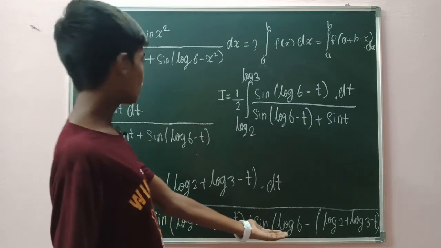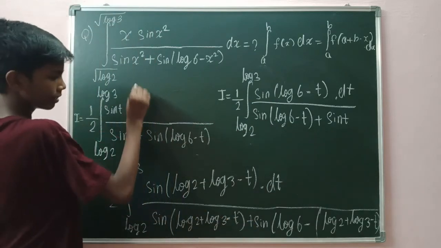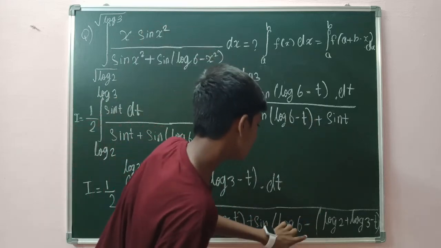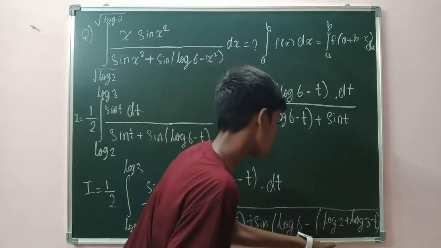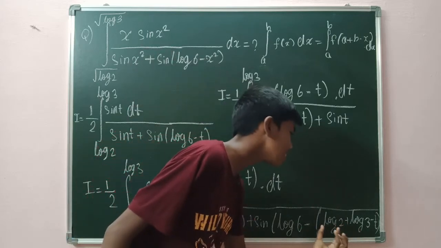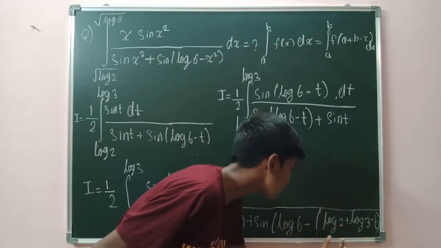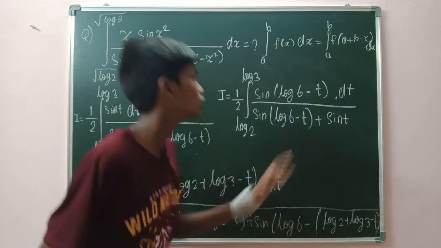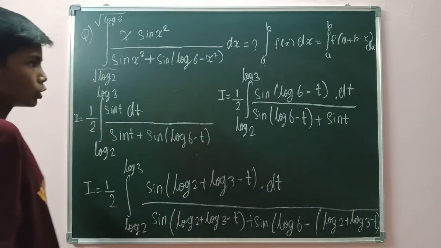I hope you understand what I am doing here, people. I am having sine of this now. So I will write here, no problem. Sine of log of 6 minus log of 2 plus log of 3 minus t. This log of 2 plus log of 3 is log 6. Hence log 6 minus log 6 is 0. So minus into minus is plus t, and that is why I wrote it as sine of t. I hope that makes you clear.